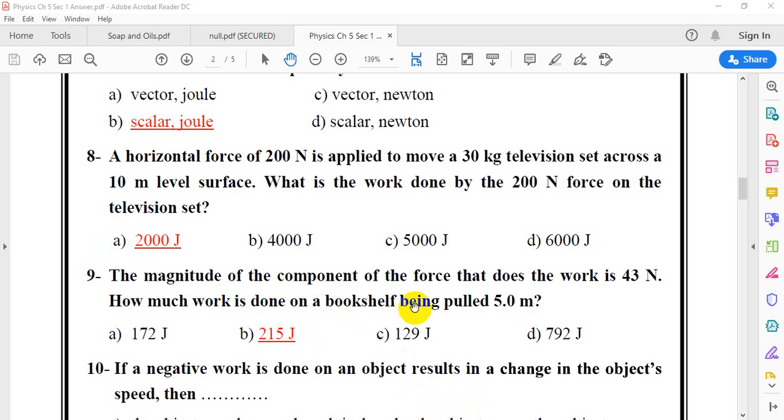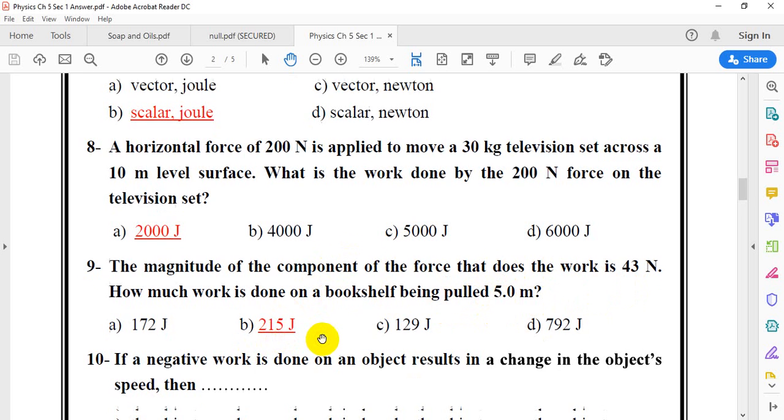The magnitude of the component of the force that does the work is 43 Newton. How much work is done on the bookshelf being pulled 5 meters? So the component of force equals 43, and the displacement equals 5 meters, so 43 multiplied by 5 equals 215.